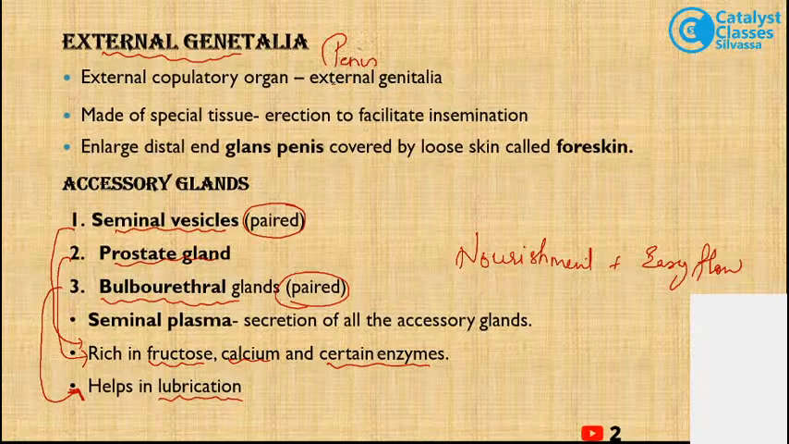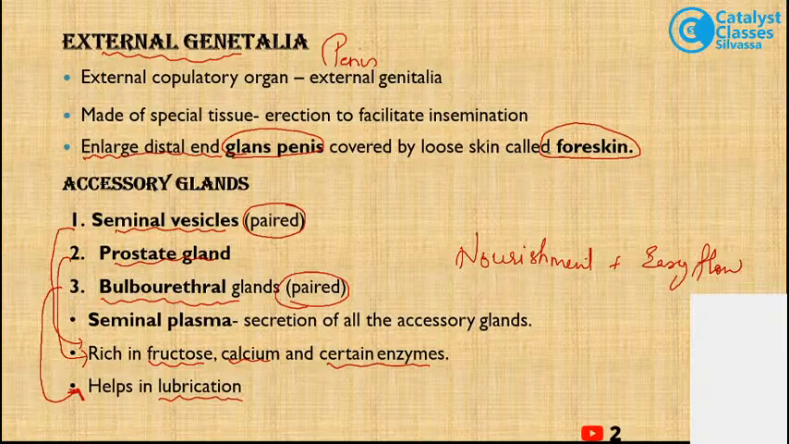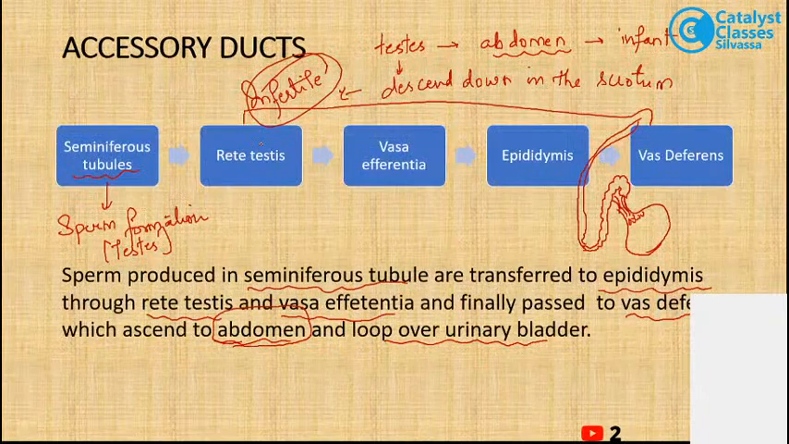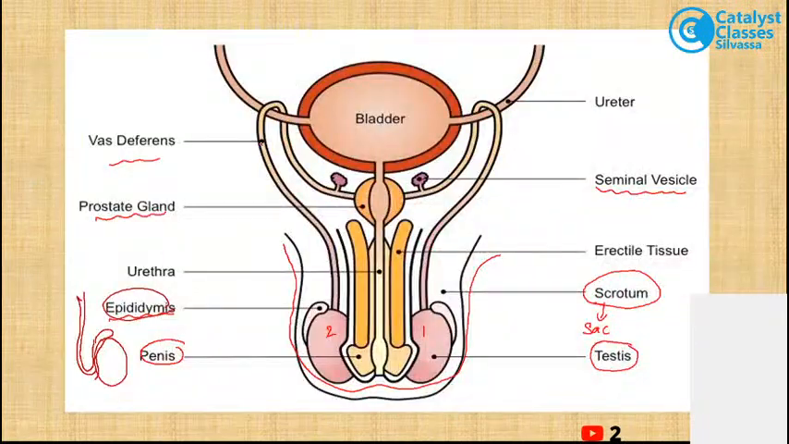Okay? Now if you see the structure of the penis, at the end of the penis there is an enlarged distal end which is called the glans penis, and this glans penis is covered by a loose fold of tissue which is called the foreskin. Okay, remember the loose fold or loose skin that you see on the external genitalia is the foreskin, and the enlarged end is called the glans penis. I will show you the diagram again.